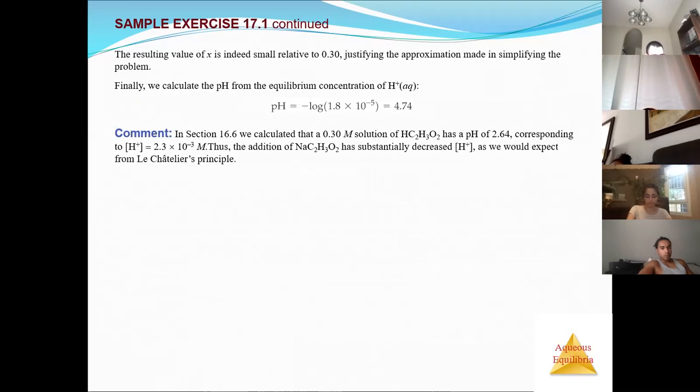We've done this earlier. When we have a 0.30 molar solution of acetic acid, we calculated the pH to be 2.64 when it doesn't have any acetate. When it has acetate, we have decreased the H plus, as we would expect.